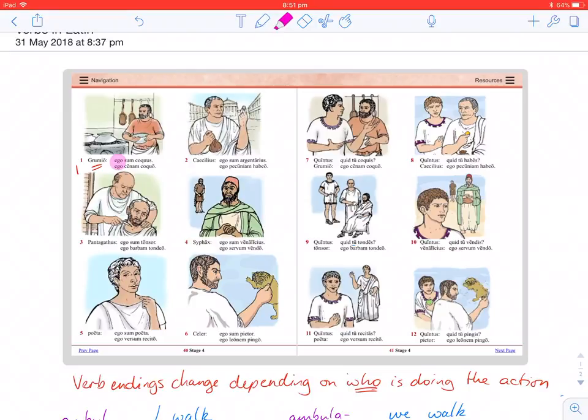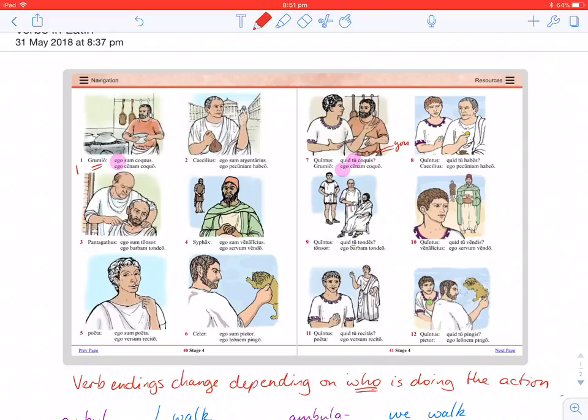Quintus says, "quid tu coquis?" And Grumio replies, "ego cenam coquo." If ego means I, then tu means you. And you can see that it looks like the word you in French as well. So Quintus is saying, quid tu coquis, which means what are you cooking? And Grumio replies, I am cooking dinner.